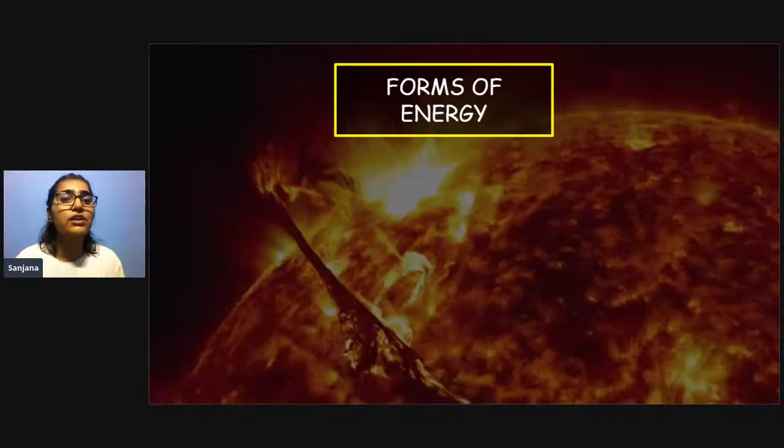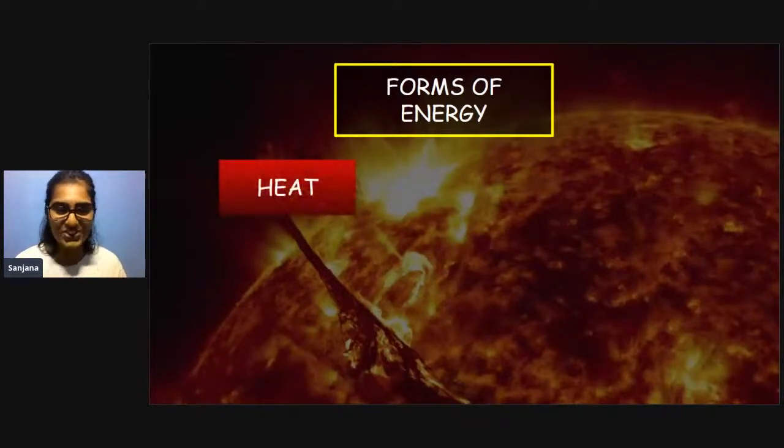Now let's understand what the different forms of energy are. Let's take the easiest one, heat energy. We get heat energy from a lot of different places. In fact, we get heat energy from the sun, and we get heat energy from candles.